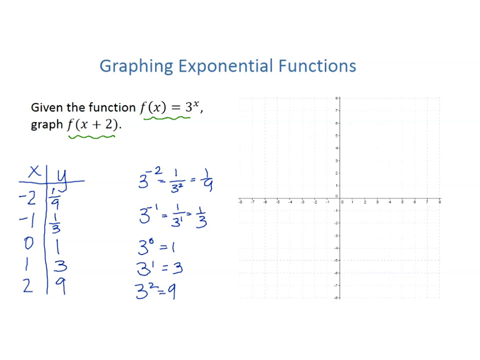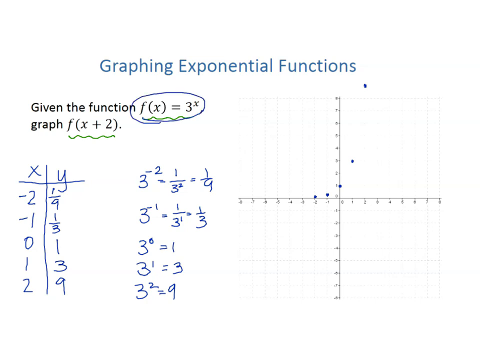So I'm going to plot these points. The first point is -2 and 1/9, which is very, very small. It's going to be super close to that x-axis. And then -1 and 1/3, a little bit bigger, not much. Then 0, 1, 1, 3, and 2, 9, which is just past my graph. So I'm estimating that it's about here. So I can see the curve.